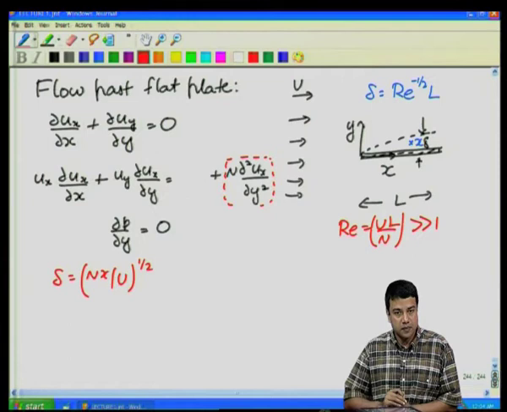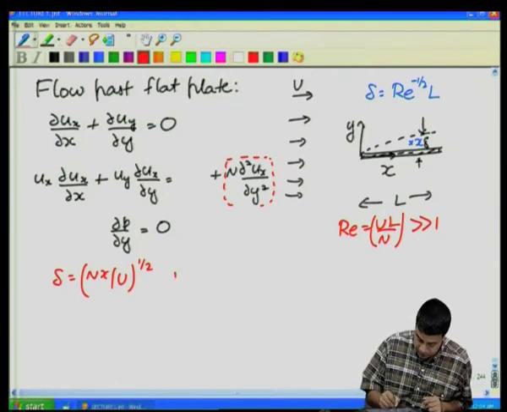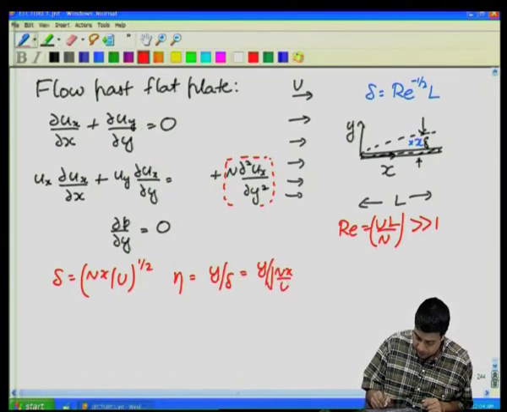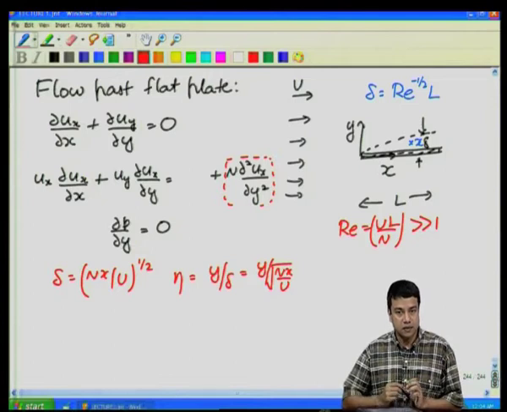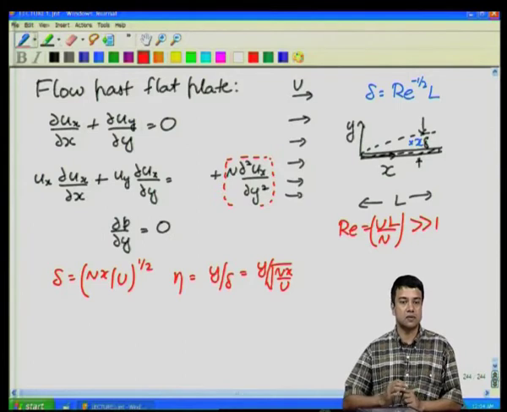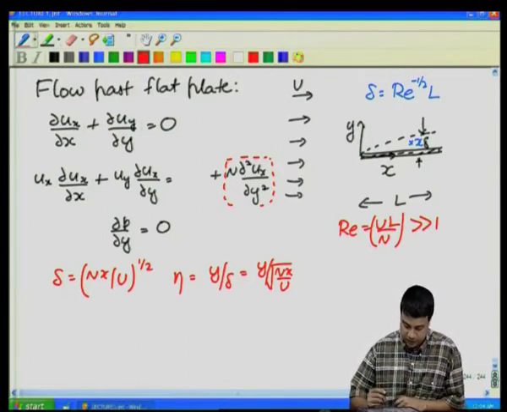And my similarity variable eta is equal to y by delta, which is equal to y by (nu x by U) to the power half. So, this similarity variable is telling you something. It is telling you that eta is the only coordinate that matters as far as the flow is concerned. If I go to two different locations which had two different values of y, two different values of x, but eta were the same, then the velocity would be the same at those two locations. So, that is what it is telling you.